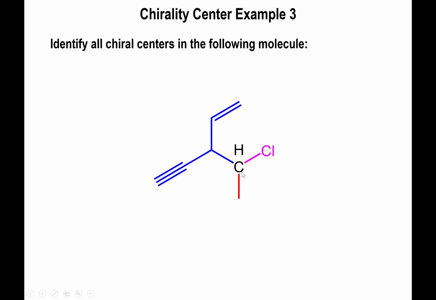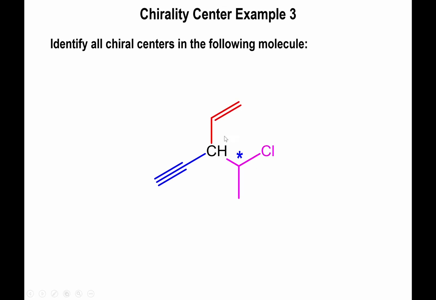So three things sticking out of it. What we know is that a hydrogen has to be also bound to that carbon. Hydrogen and chlorine are different, okay? Down here we have a methyl group, which is also different. And up here we have the entire blue segment that is clearly different than a methyl group. So altogether this carbon has four things bound to it.